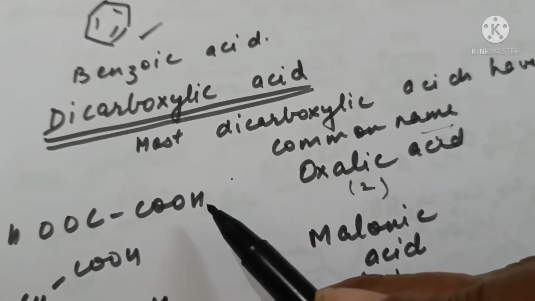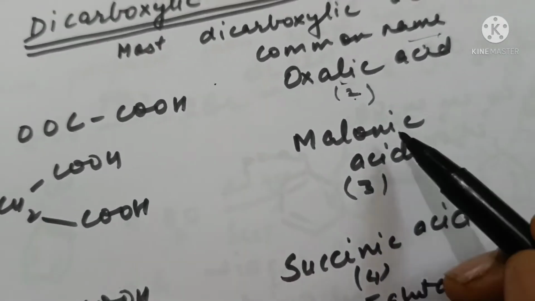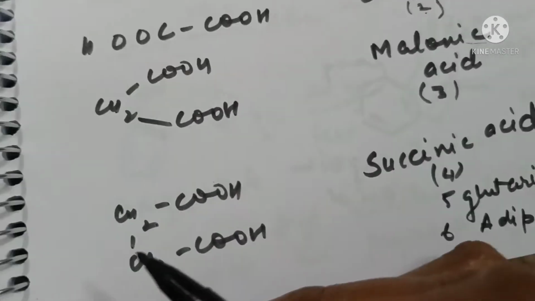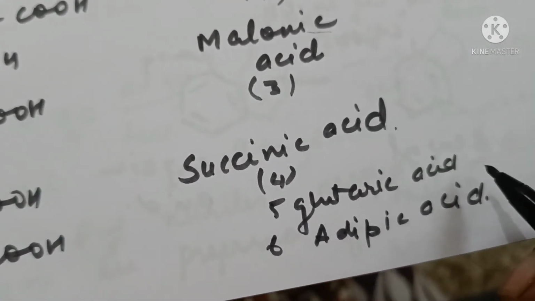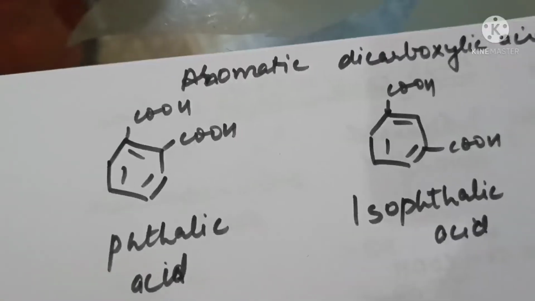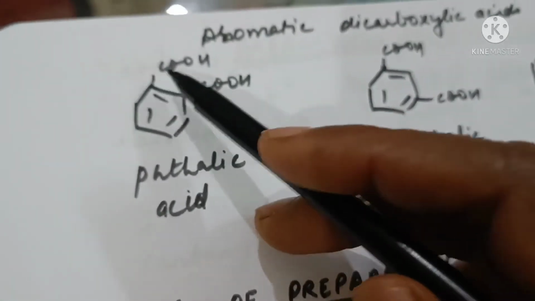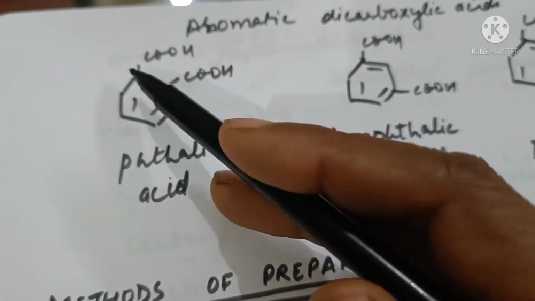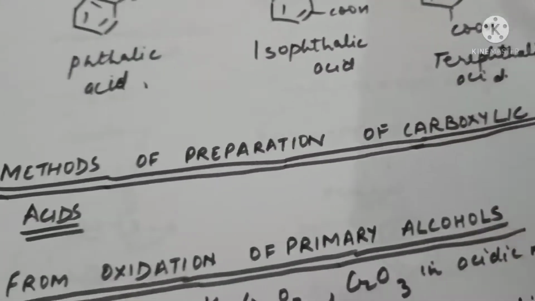For example, a dicarboxylic acid with 2 carbon atoms is called oxalic acid, with 3 carbon atoms is called malonic acid, with 4 carbon atoms is called succinic acid, with 5 carbon atoms will be called glutaric acid, and with 6 carbon atoms, a dicarboxylic acid will be called adipic acid. Then aromatic dicarboxylic acids also have common names. For example, 2 COOH groups at ortho positions to a benzene is called phthalic acid. At meta position, it's called isophthalic acid, and at para position, it's called terephthalic acid.